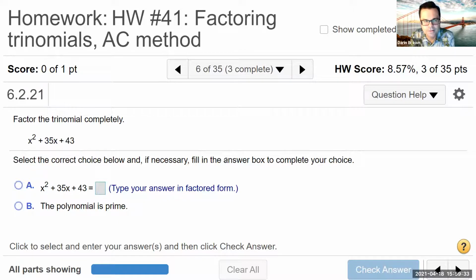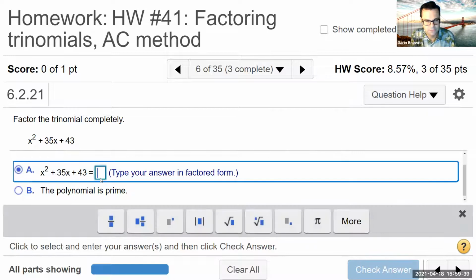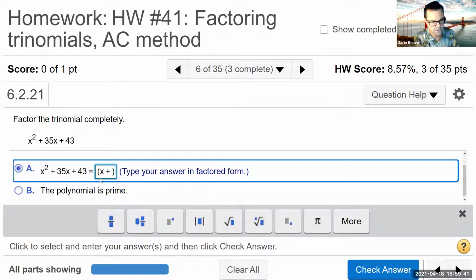X squared plus 35x plus 43. Now, we know this is going to be x plus x plus. Question is, okay, x plus what? Well, 43 is prime. So even though, this is what I mean about, if you look in the handout for the factoring steps, I talk about big numbers and small numbers, but I'm not talking about big and small in magnitude. I'm talking about big and small in terms of the number of factors. So how many different ways can they be factored?